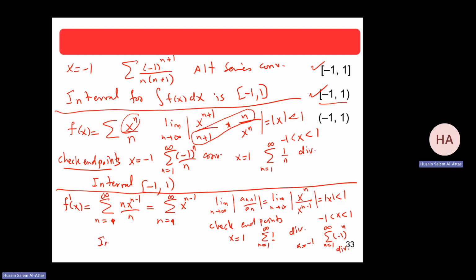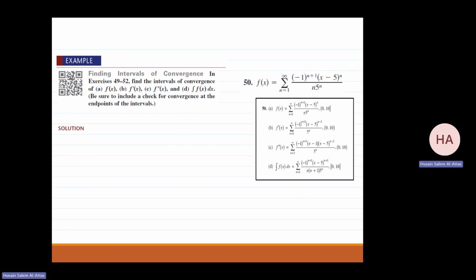So the interval will be what? -1 to 1. As you notice, the interval is the same, -1 to 1. The only changes are at the endpoints. With the integral you may add the endpoints for the function, and with the derivative you may lose the endpoints for the function.